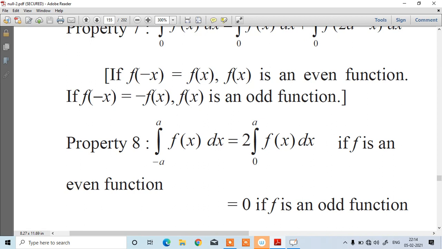And if you observe that f is an odd function, then the integration will be 0. So this is very simple. Without integrating, you have to write the answer 0. This is property number 8. You have to remember all the 8 properties, and apply them to solve some examples given in your textbook. So now let us solve some examples for a particular property.